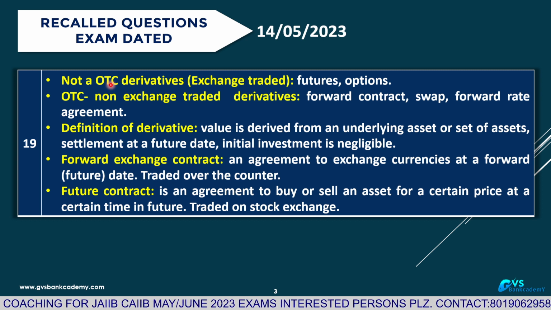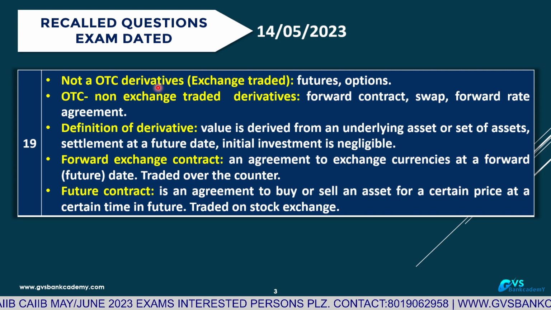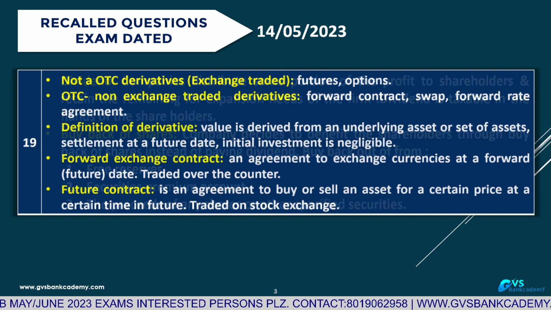In JAIIB first paper, Indian economy, accountancy, principles and practices of banking and retail banking, and in CAIIB also, almost in all papers, they ask questions about derivatives. Very, very important topic for this.